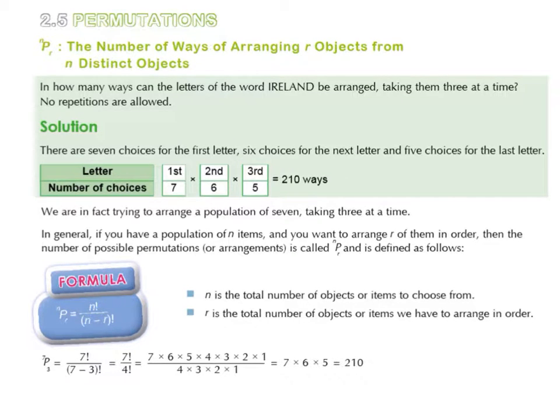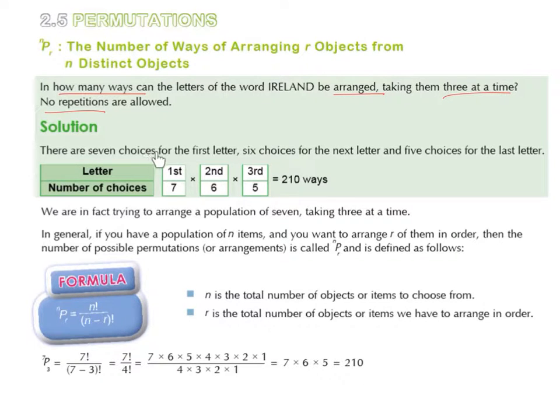Permutations. nPr, the number of ways of arranging r objects from n distinct objects. In how many ways can the letters of the word Ireland be arranged, taking them 3 at a time and no repetitions allowed?